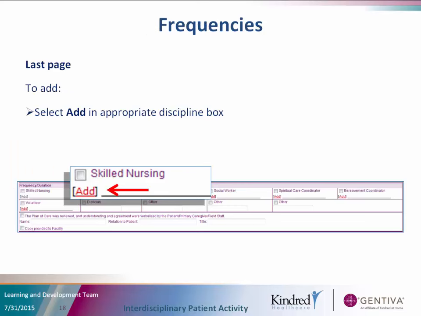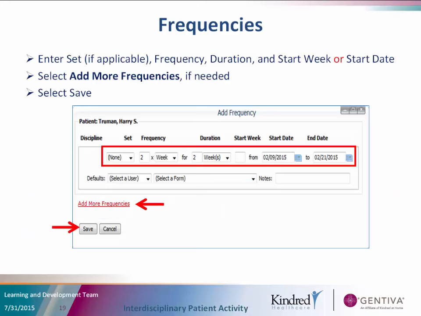If frequencies have not been entered, select Add in the appropriate disciplines box. The Add Frequency box displays. Enter the scheduling set if applicable, the frequency or number of visits, the duration, and the start week or start date. If more frequencies are needed for this discipline, select Add More Frequencies. Select Save when you are finished.